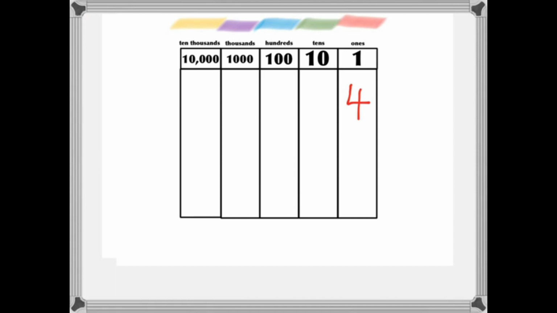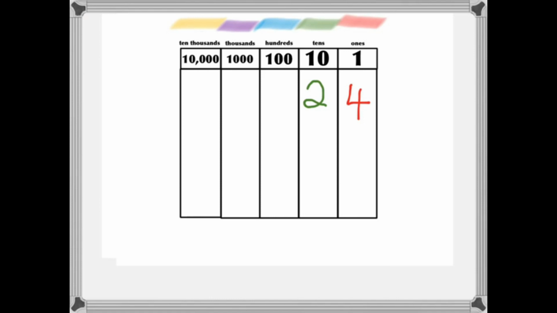Let's put something in the tens column, so we'll choose a green here. In the tens column we'll put a 2. A 2 in the tens column and a 4 in the ones column makes 24. We've got 20 in the tens column and 4 in the ones column, so that's 24. Now let's put something in the hundreds.